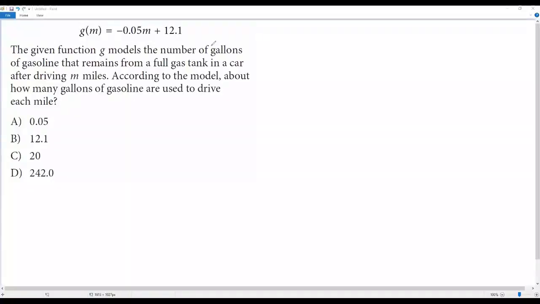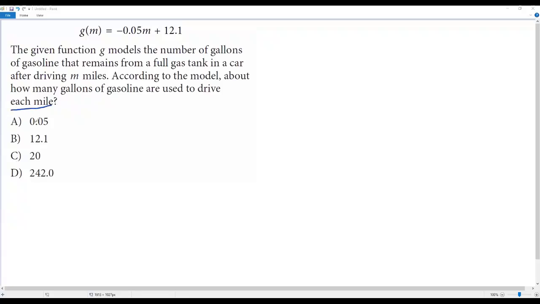Here we have a SAT math question. Okay, let's go with the information. g of m equals negative 0.05 m plus 12.1. The given function g models the number of gallons of gasoline that remains from a full gas tank in a car after driving m miles. According to the model, about how many gallons of gasoline are used to drive each mile?